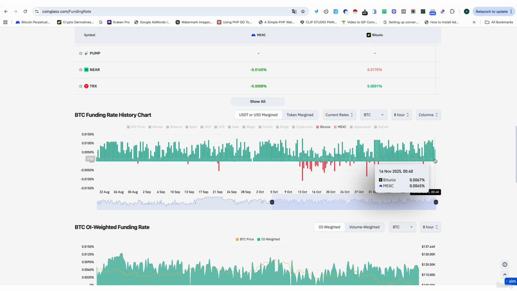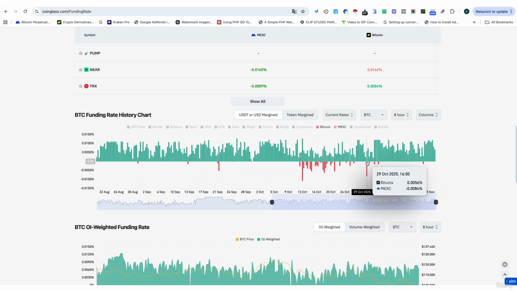If you want to see the previous finalized funding rate, click on the second last bar. You'll notice that Bitunix was at 0.0081% and MEXC was at 0.0060%. So at midnight, the net funding rate was 0.0021% if you short on Bitunix and long on MEXC.